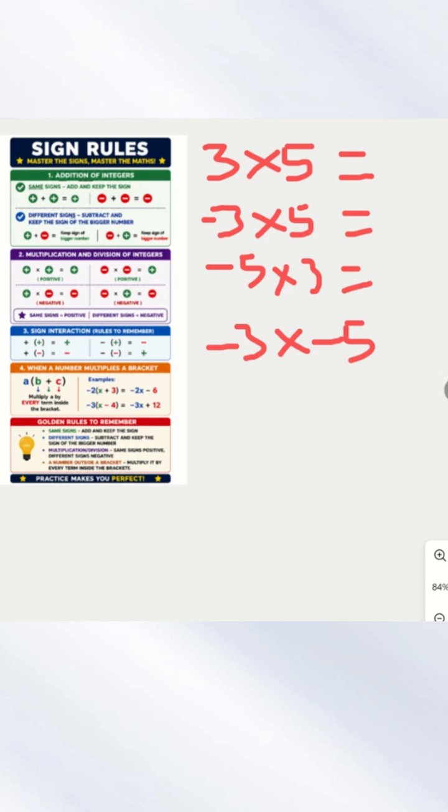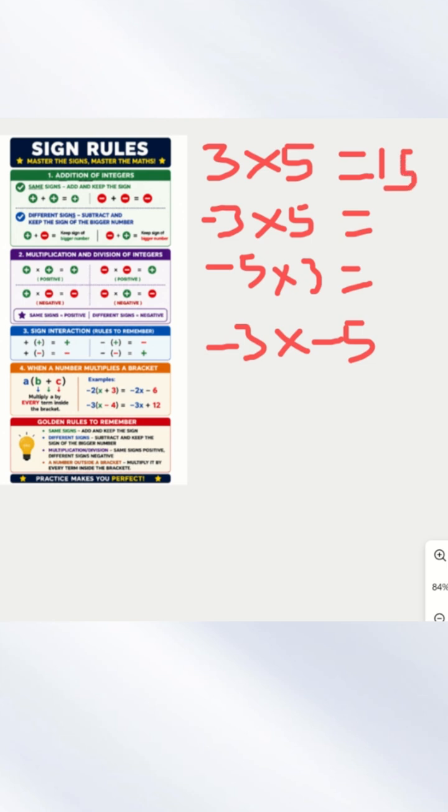Let us look at the multiplication rule. Now you have 3 times 5. This 3 is a positive 3 and 5 is a positive 5. Once the sign is the same, the answer will be positive. If you have the same sign, positive, positive, the two numbers having the same sign, the answer will be positive. So our answer here, 3 times 5, is 15.